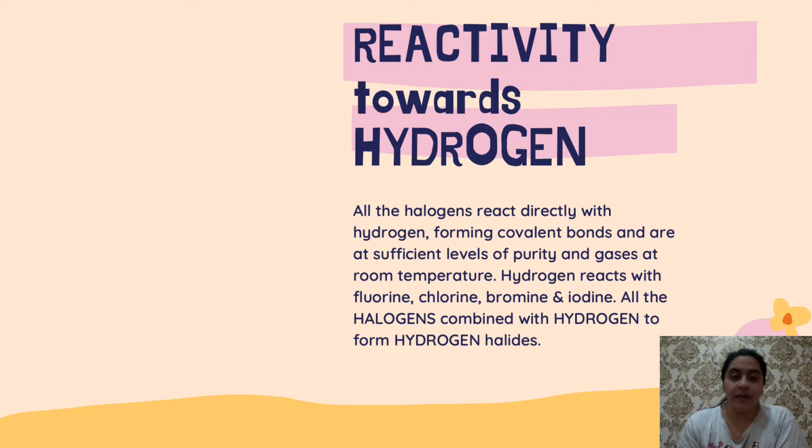Now we have the reactivity towards hydrogen. All the halogens react directly with hydrogen, forming covalent bonds. Hydrogen reacts with fluorine, chlorine, bromine and iodine. All the halogens combine with hydrogen to form hydrogen halides.